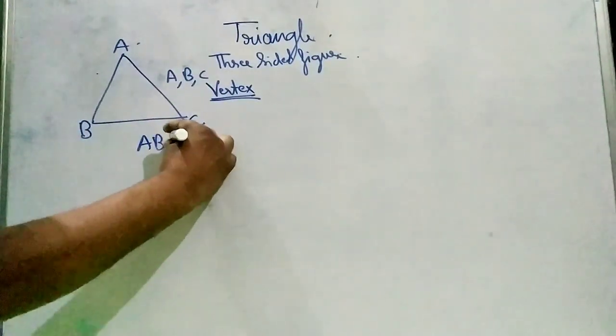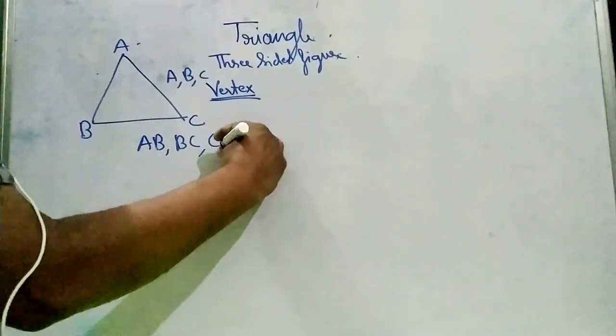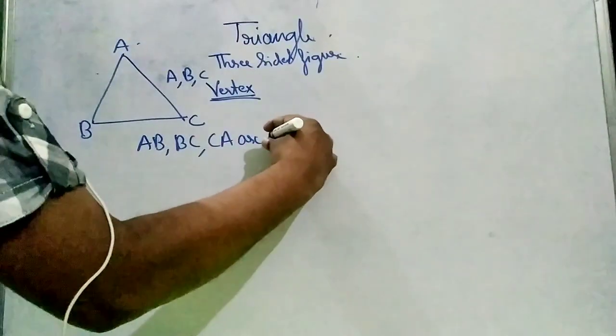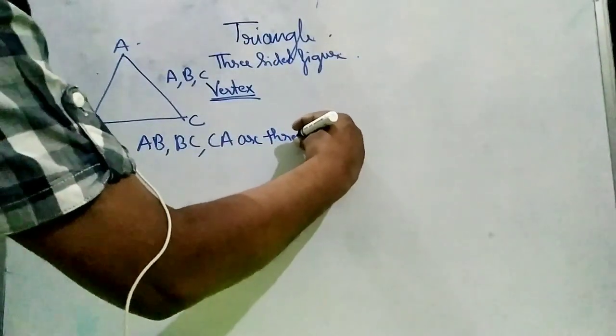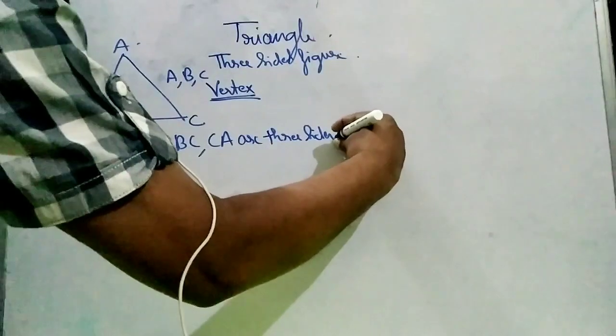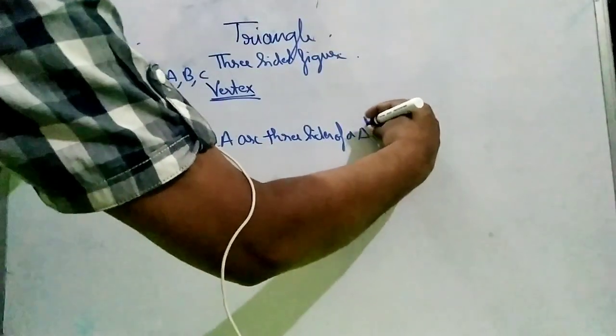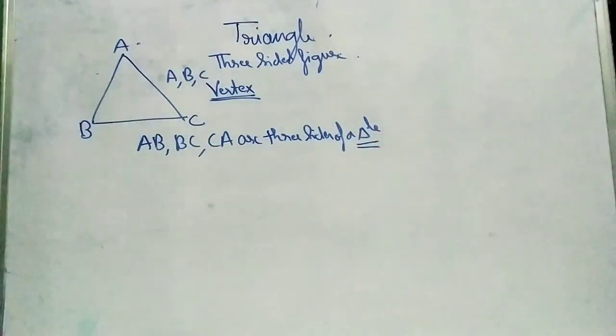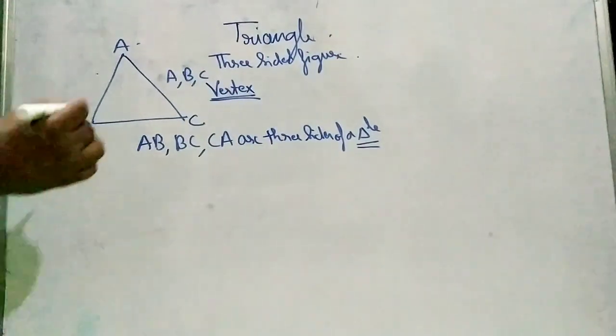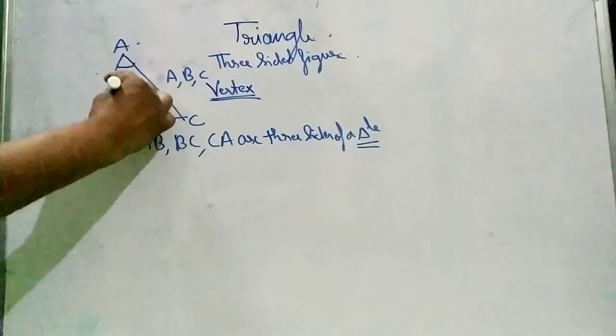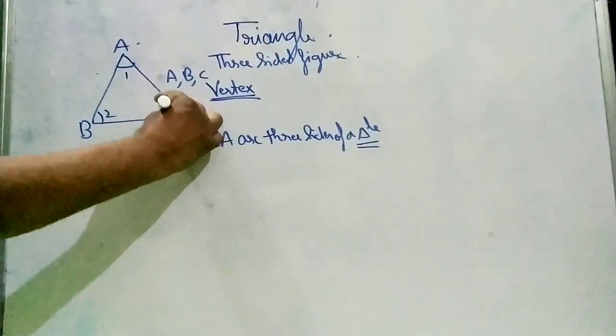AB, BC and CA are the three sides of a triangle. This is the symbol of a triangle. AB, BC and CA are the three sides of a triangle, whereas 1, 2, 3, I have marked the angles.